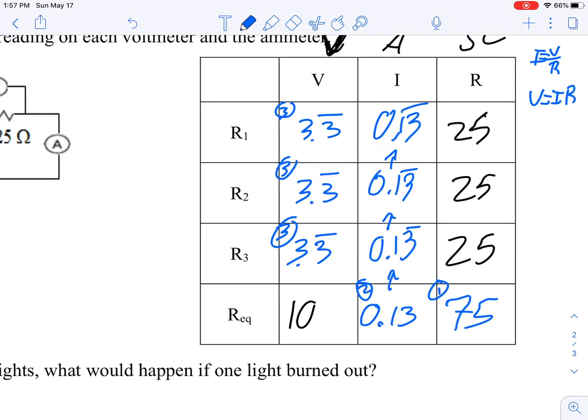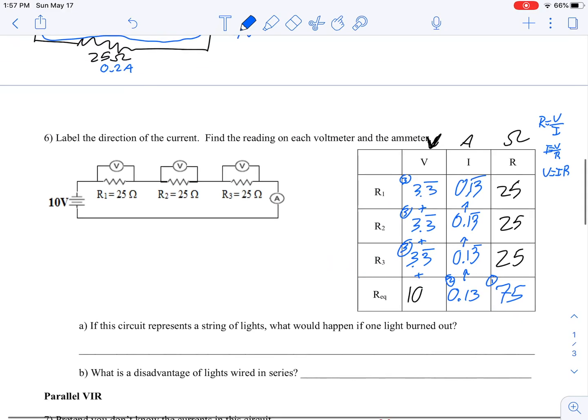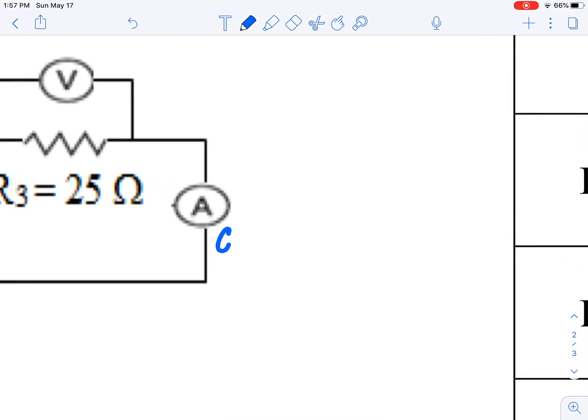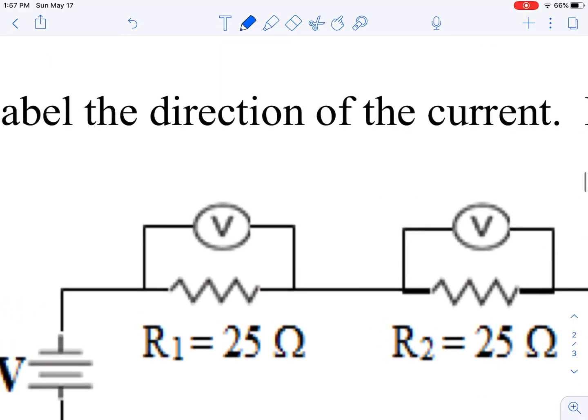So do those all add up to be 10? 3.3 plus 3.3 plus 3.3, yeah, it does add up to be 10, all right? So our work checks out. But again, take this now and think for yourself. Think for a second, okay, what do these values mean? Where do they appear on the circuit? So our current is going to be 0.13 amps. And our voltage across each one is going to be 3.3 volts.